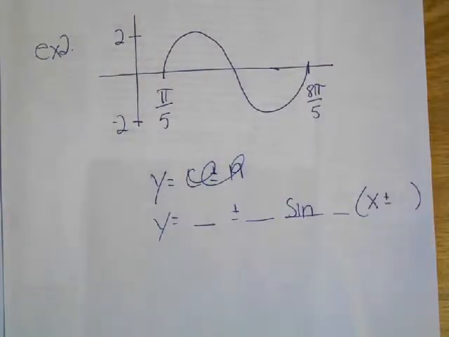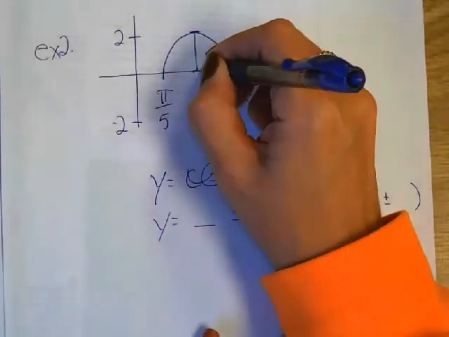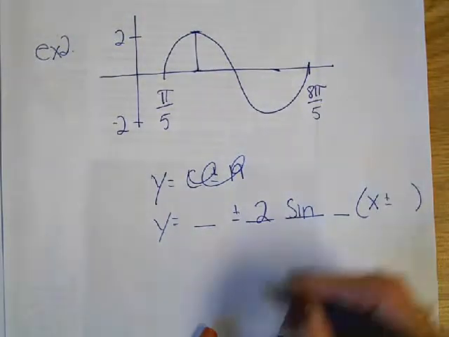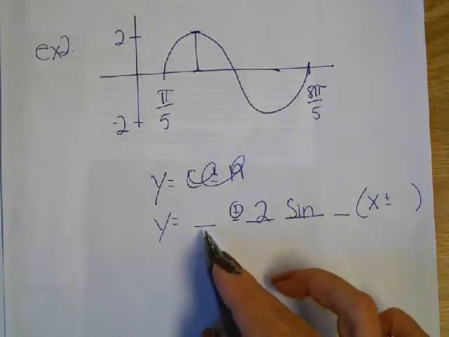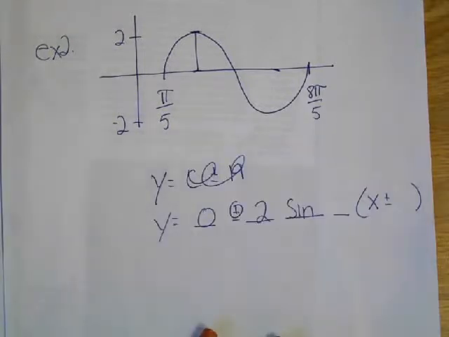Okay, let's go for amplitude. How far is it from the axis to the max or the axis to the min? 2. Is it flipped over or is it normal? We want the positive. Okay. Do we have any vertical shift? Is there a new x-axis, or is everything centered on the x-axis? X-axis. So there's no vertical shift, so we don't even need a number there. It would be 0, but we don't have to write that down.